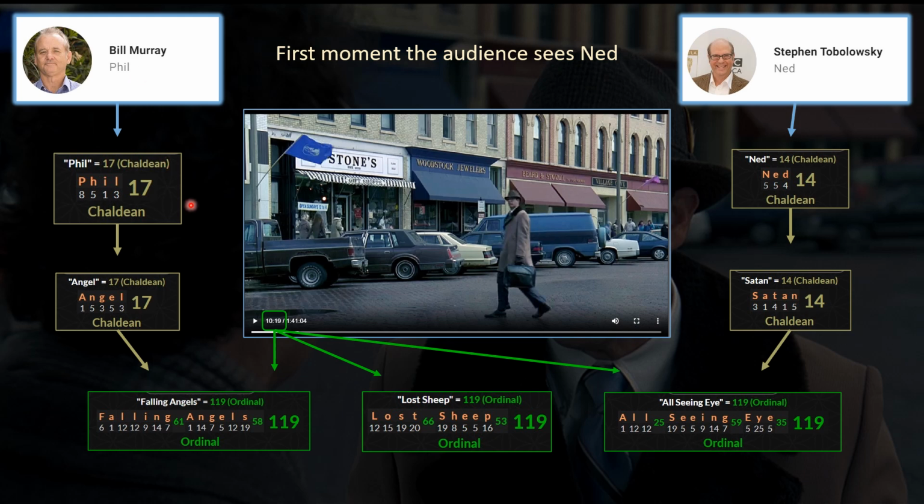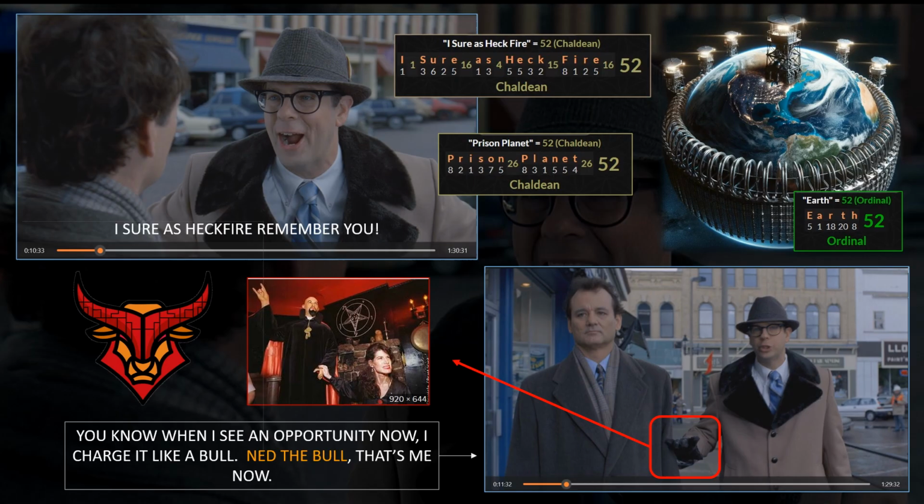Phil is 17 in Chaldean, matching the word angel in Chaldean. 17 also matches the star card in the tarot deck, and an angel is a star, so that's an interesting match. Again, we can ignore the 0 from the 1019, and that gives us the number 119 again, matching all-seeing eye. It also matches lost sheep, and it also matches falling angels.